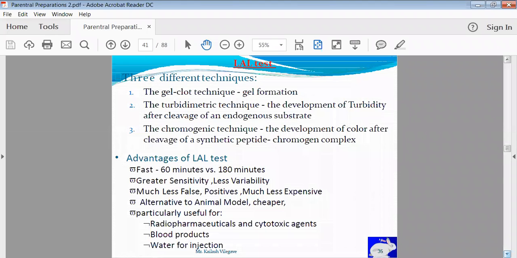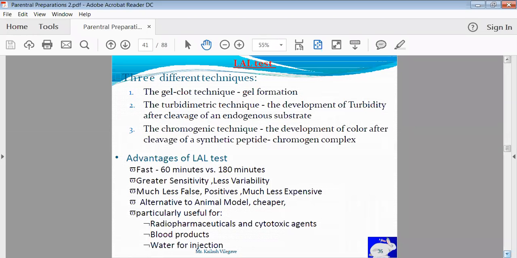So it is reactive with your endotoxin when it is mixed with your preparation. Suppose in your preparation endotoxins are present, then they will form a complex with the chromogen and it will change its color. So that indicates the presence of the endotoxin.